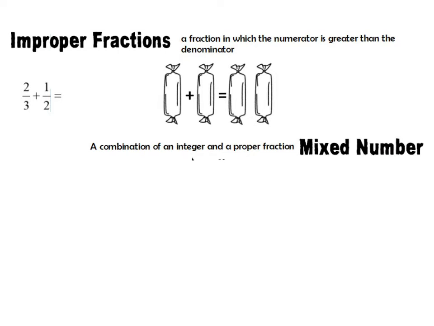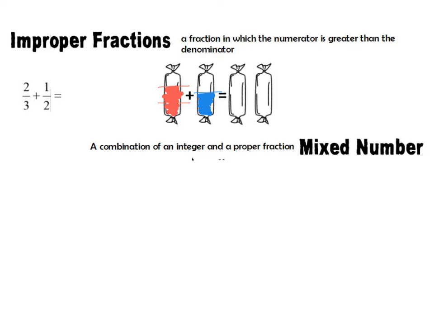Sometimes when we're adding and subtracting fractions, we get more than 1 for an answer. For our example here, we have 2/3 plus 1/2. So if I sketch these out, on my first candy, I am going to divide it into 3 chunks, and I need to show that I have 2 of those chunks. On my second candy, I'm going to divide it in half, and I'm going to show that I have 1 of those chunks.